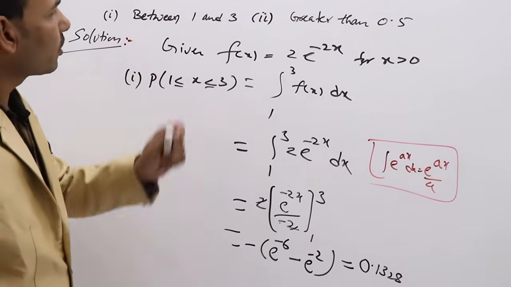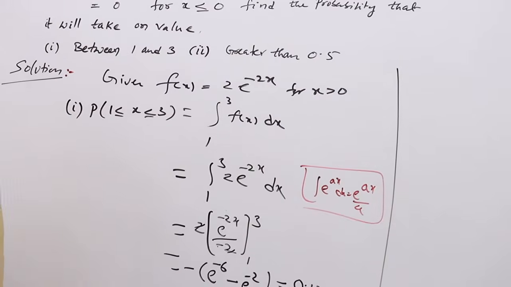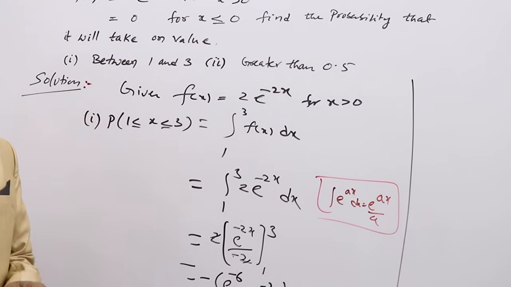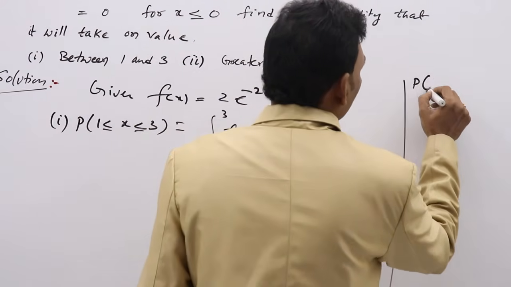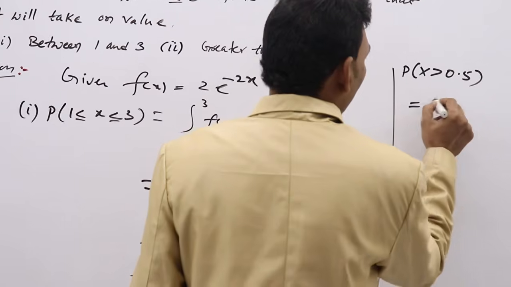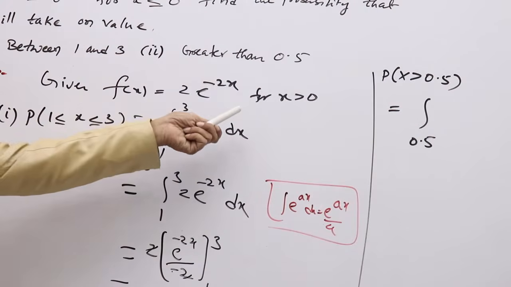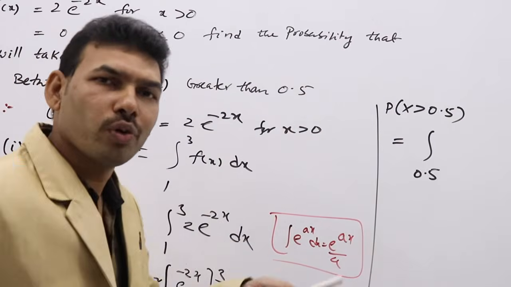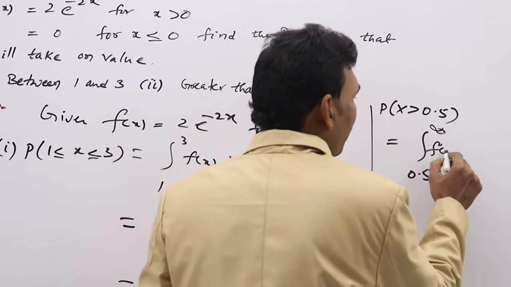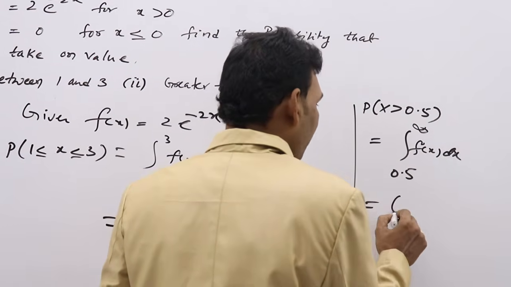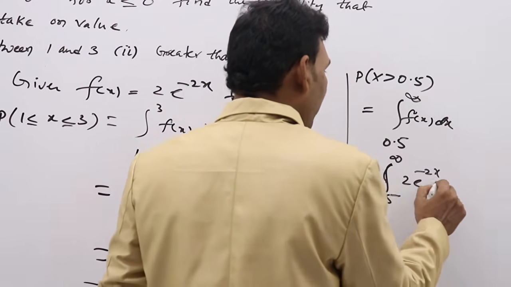Next, coming to the second bit. What does the second bit say? Greater than 0.5. That means we need to calculate P of x greater than 0.5. That is from 0.5 to, the upper limit is not given in the question either. Since x is greater than 0, starting from 0 to we don't know, there we take infinity. Integral of f of x dx. What is f of x? Integral 0.5 to infinity 2 e power minus 2x dx.